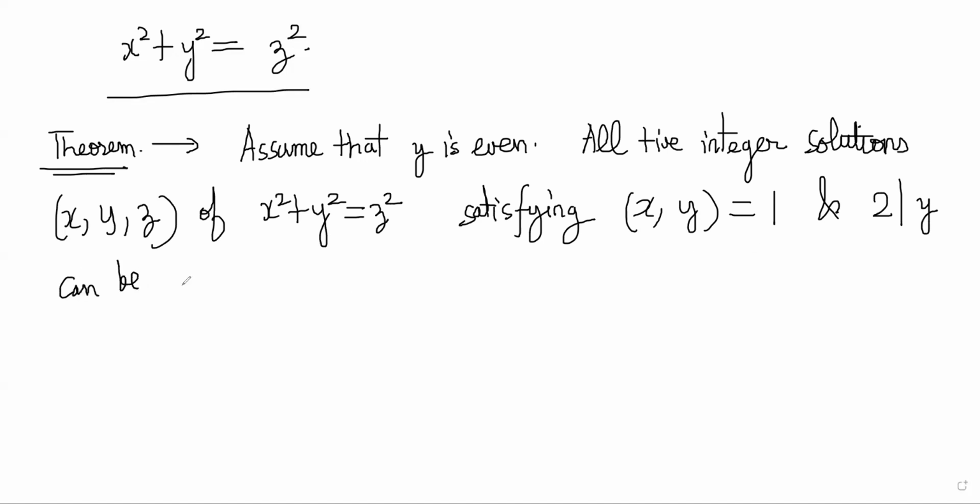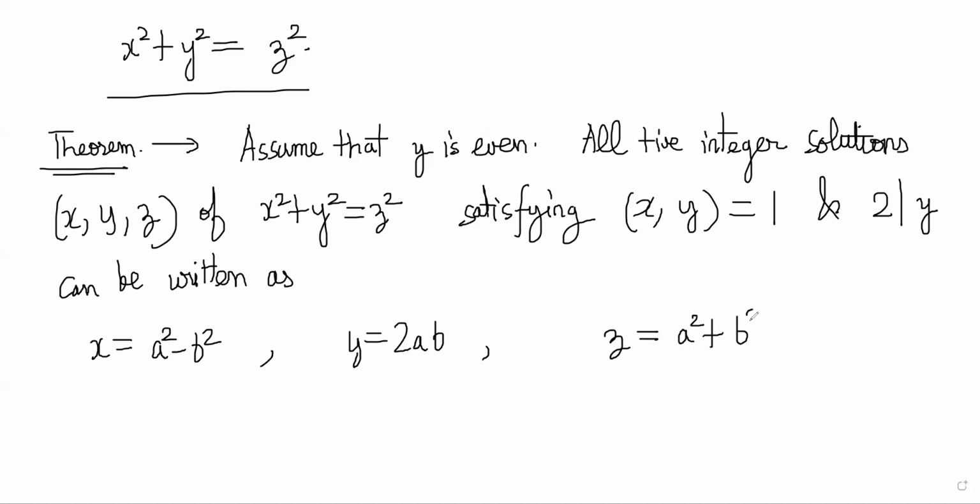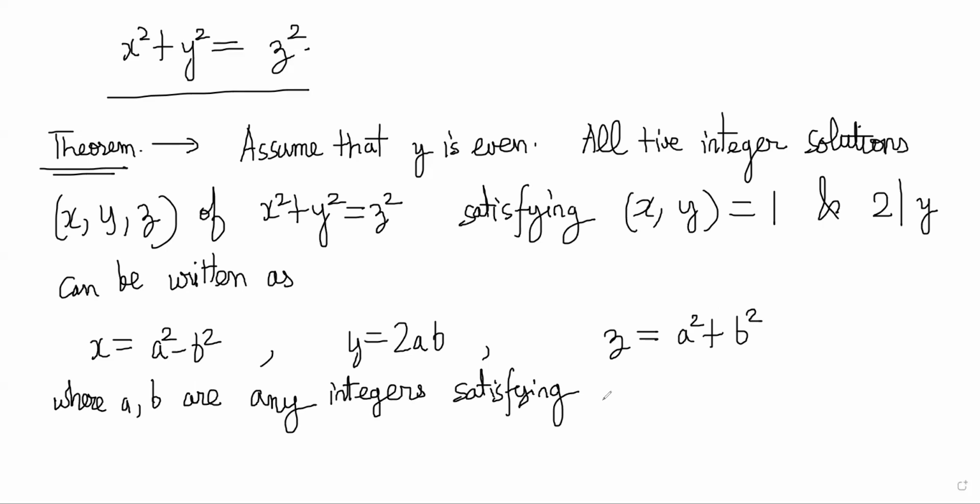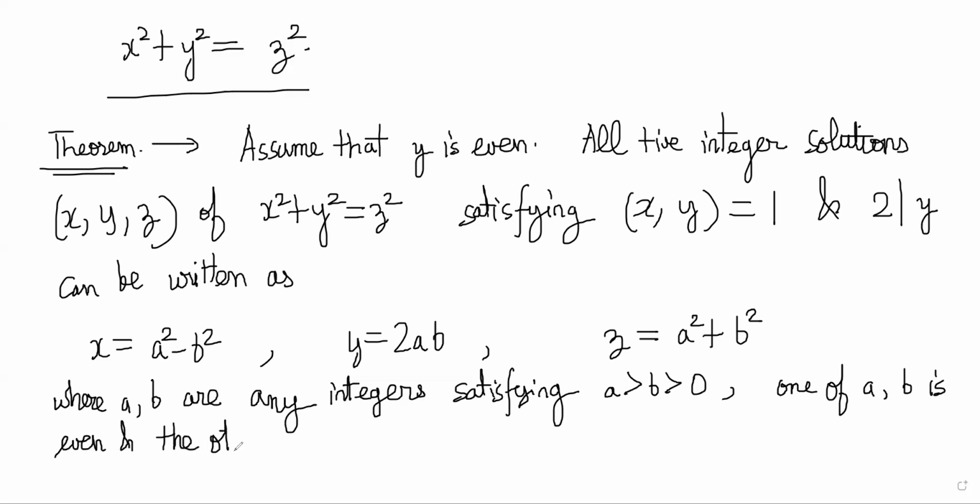Can be written as this: x is equal to a square minus b square, y is equal to 2ab, and z is equal to a square plus b square, where a and b are any integers satisfying a is greater than b greater than 0, one of a and b is even and the other one is odd, and a and b are co-prime, a and b GCD is 1.